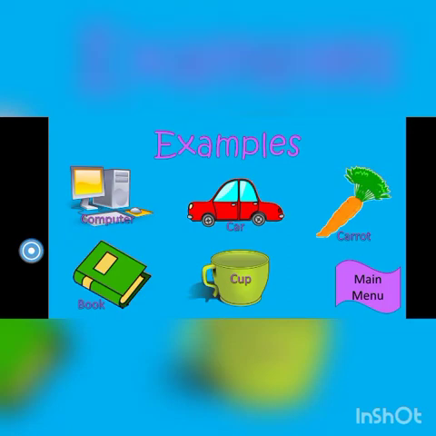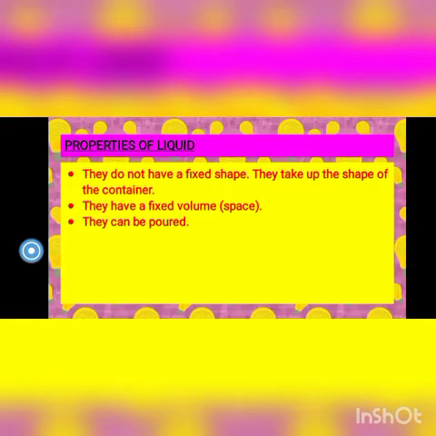Next, we will see the properties of liquids. Unlike solids, they do not have a fixed shape. They take up the shape of the container. It means that if you pour 1 liter of water in a bottle, the water will take up the shape of the bottle. And when you pour 1 liter of water in a bowl, it will take up the shape of the bowl. They also have a fixed volume and you can pour them.